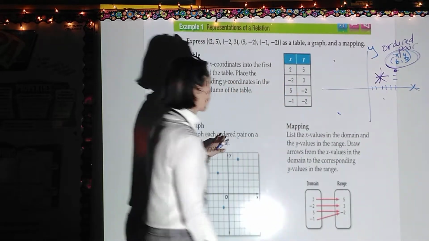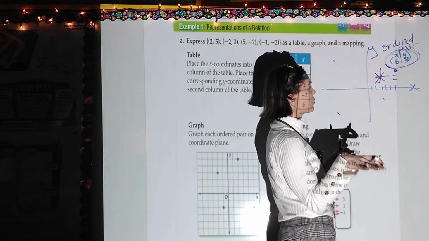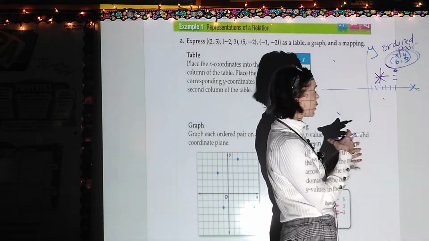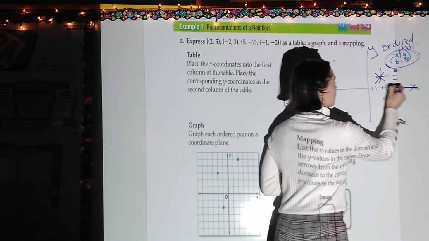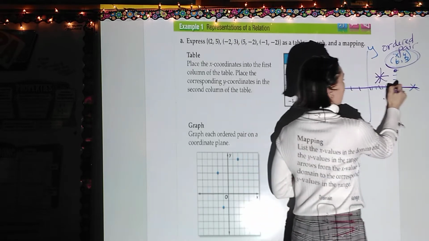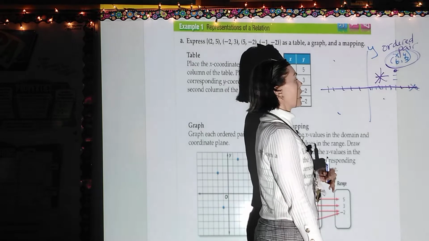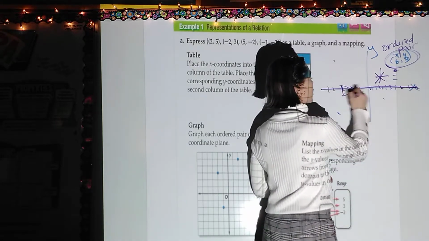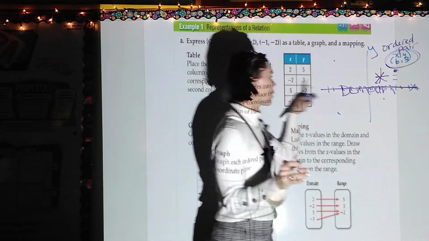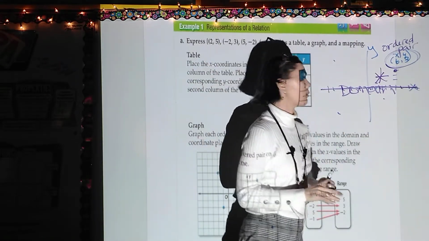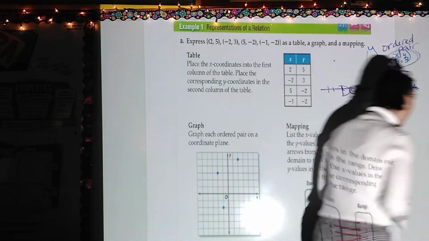So let's take a look up here. Oh, before we do that, I want you to write 2 more vocabulary words on your coordinate plane. All of your x values on the coordinate plane are known as your domain. Just write the word domain across your x-axis. And all of your y values.